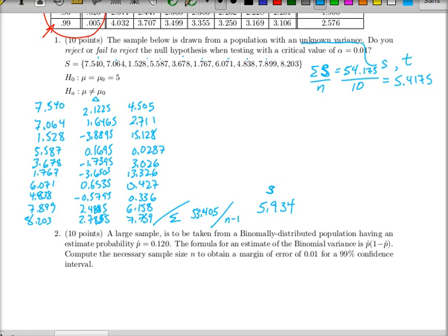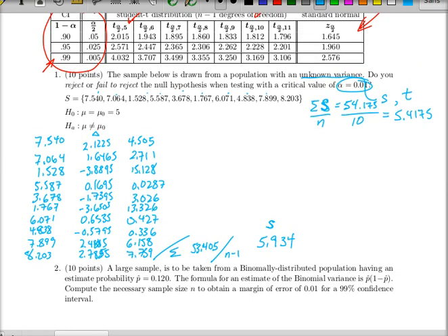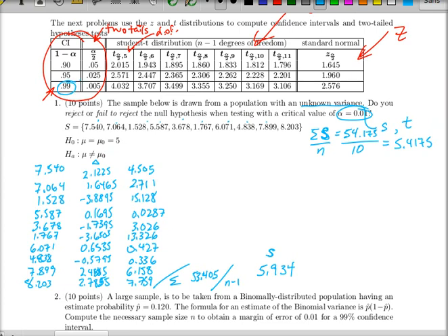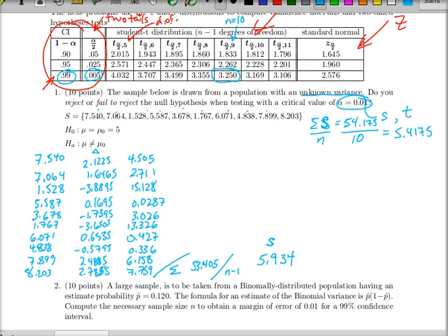And what am I going to use for my t value? I'm going to look for the alpha equals 0.1. So that's going to be this, alpha over 2, 0.05. My number of samples is n equals 10. So my n minus 1 is going to be 9 degrees of freedom, and I am looking at this bottom row.